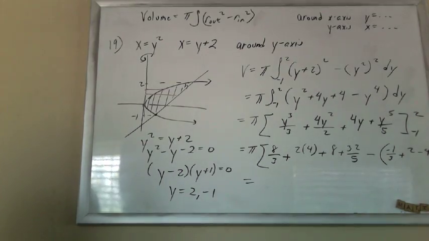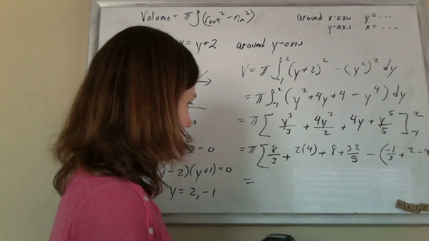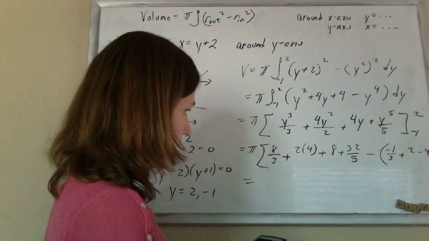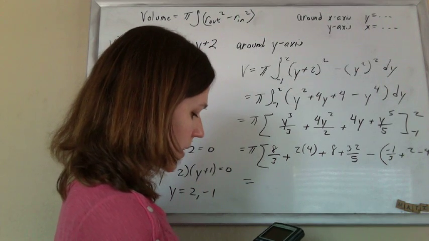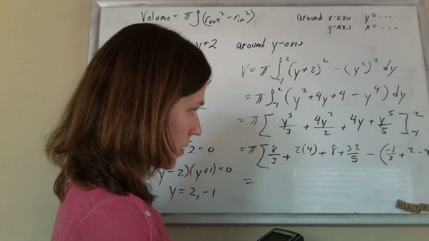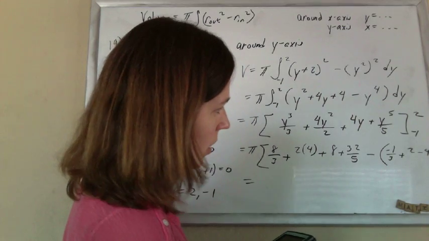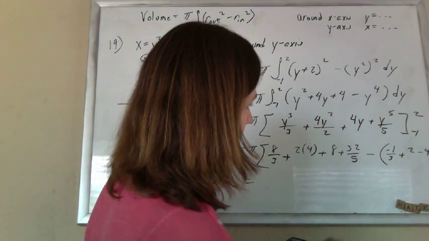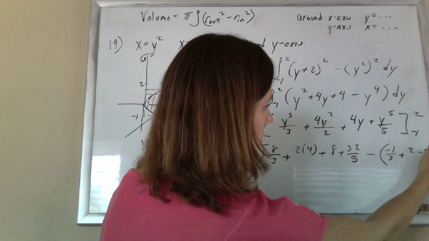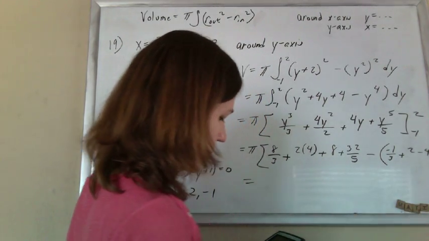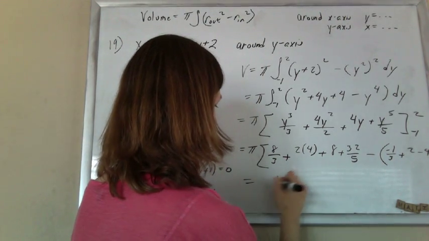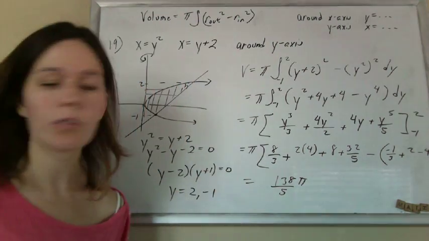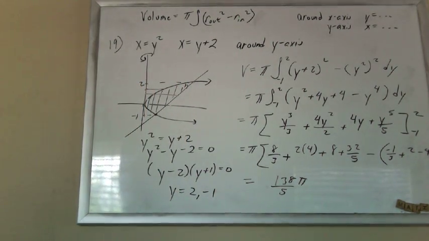Fine. I suppose I'll do it just to make sure we match. So I have 8 thirds plus 8 plus 8 plus 32 fifths plus 1/3 minus 2 plus 4. So minus and minus is plus 1/5. Math, enter, enter. I'm getting 138 over 5. Don't forget your pi. Cross your fingers. 72 pi over 5. Bummer.